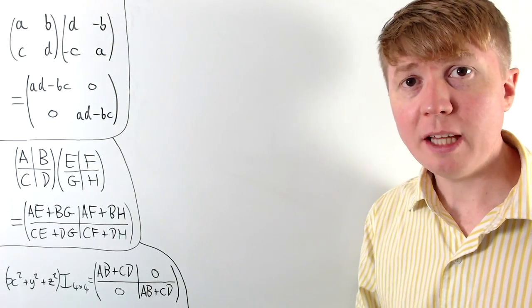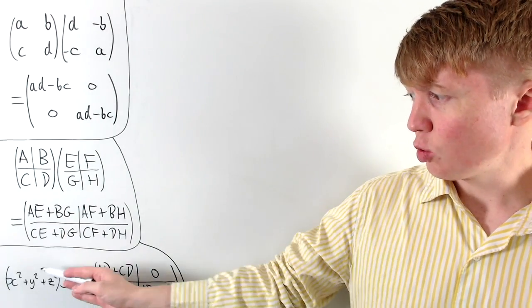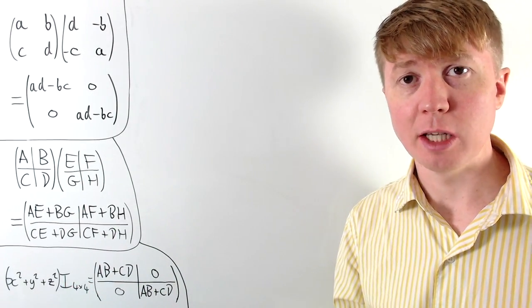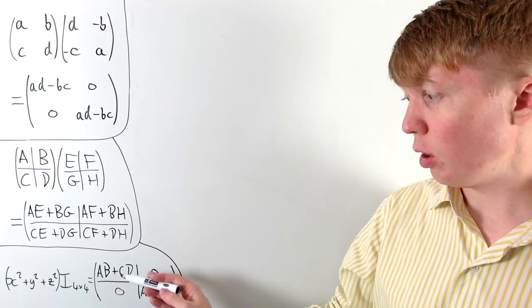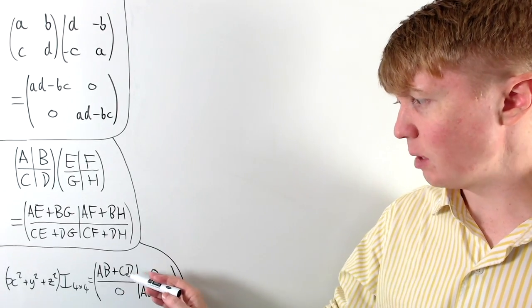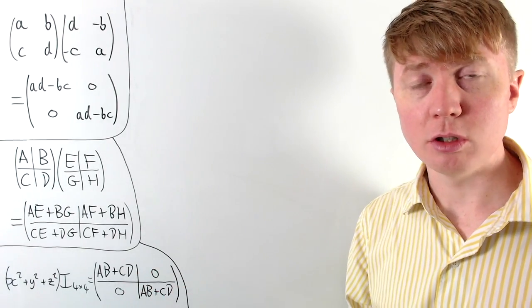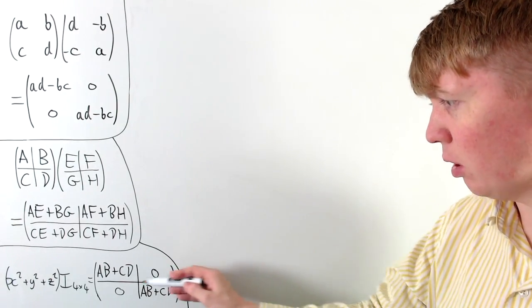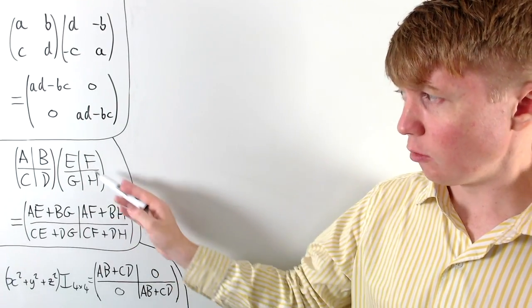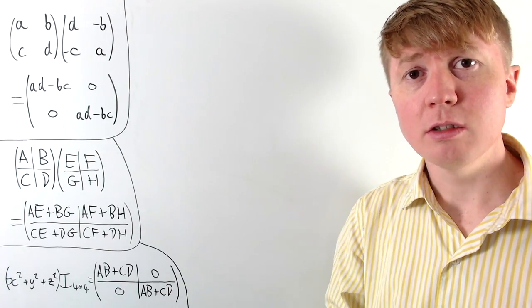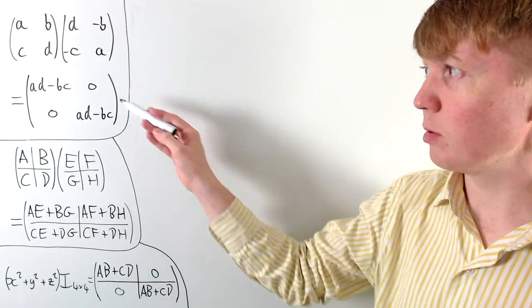So if you remember, we had this expression where we had x squared plus y squared plus z squared times the 4x4 identity matrix, expressed as a block matrix like this, where we have the zeros and this repeating AB plus CD structure there. And now we want to see if we can somehow factorise this block matrix using what we now know about how block matrix multiplication takes place. You can see it's very similar to how regular multiplication takes place.